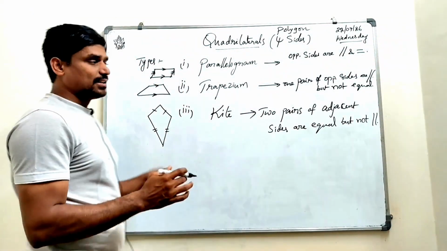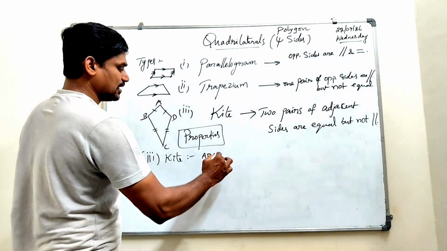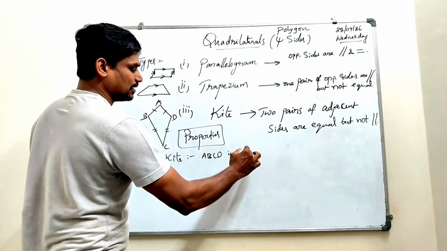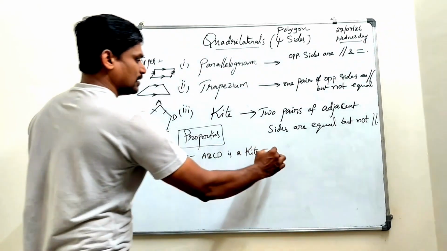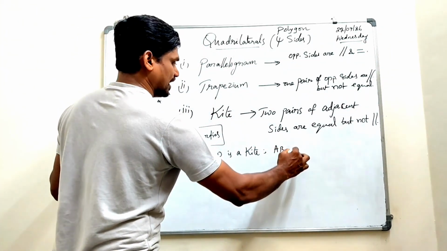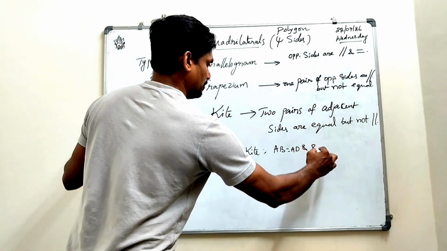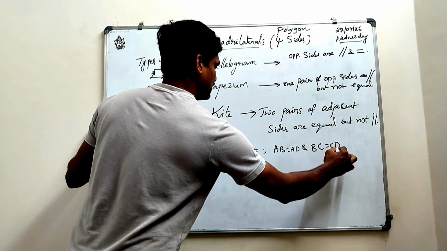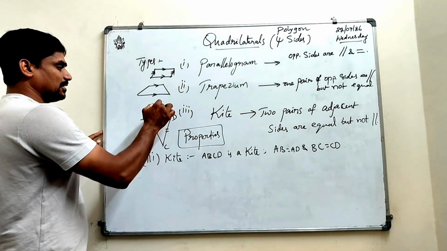So this is a kite, right? We'll discuss the properties of a kite. ABCD is a kite. Then AB is equal to AD and BC is equal to CD. We're talking here only about sides. Now we talk about diagonals.